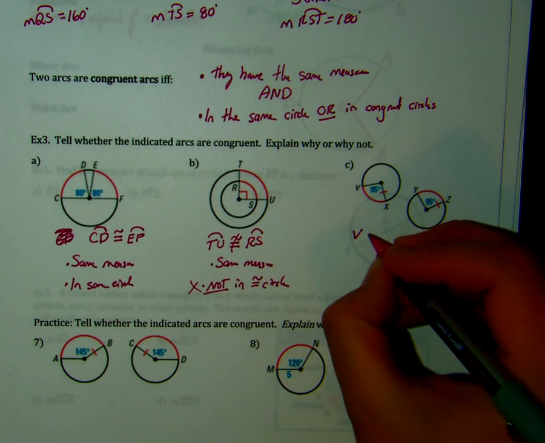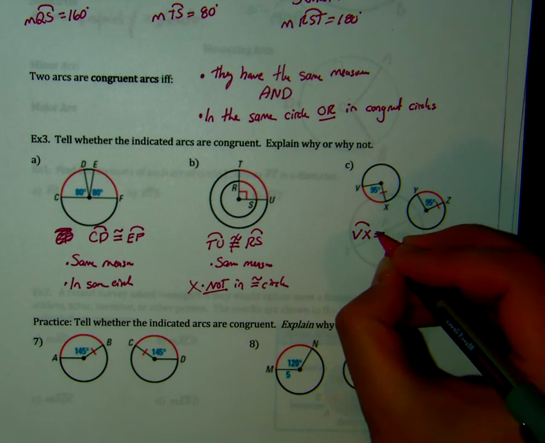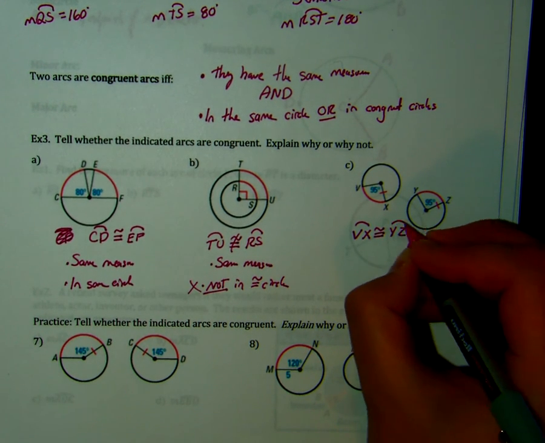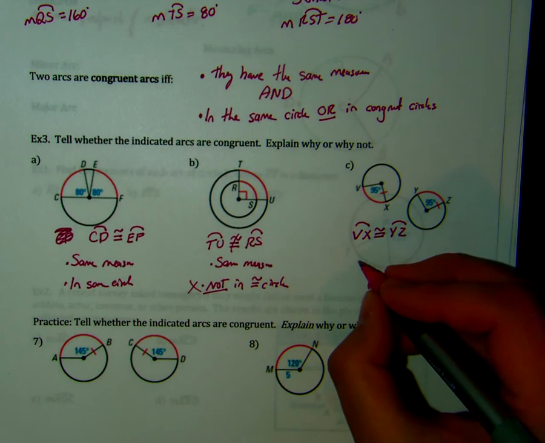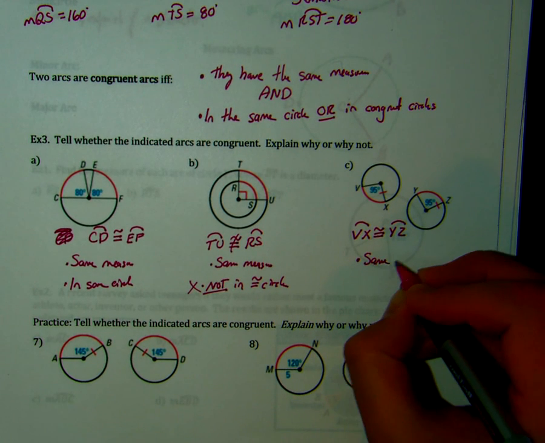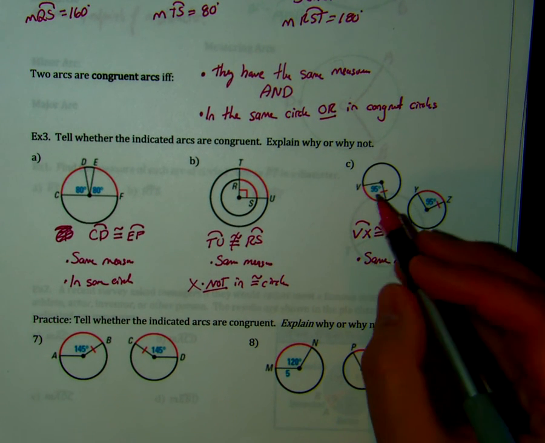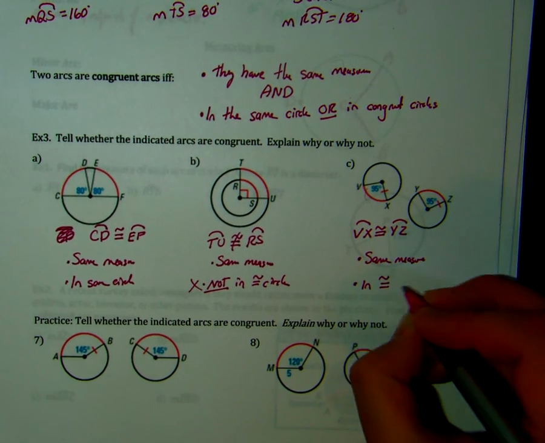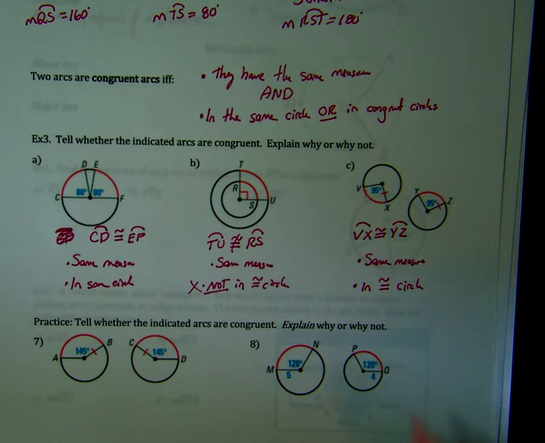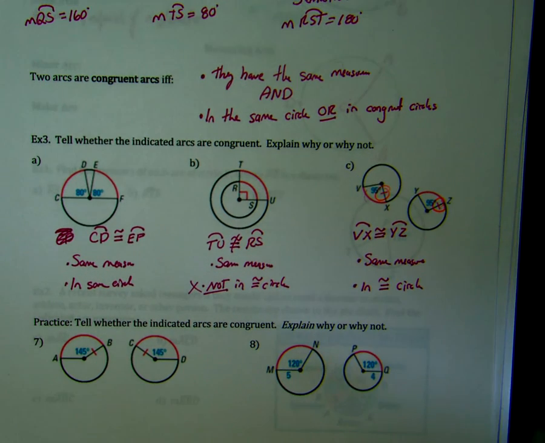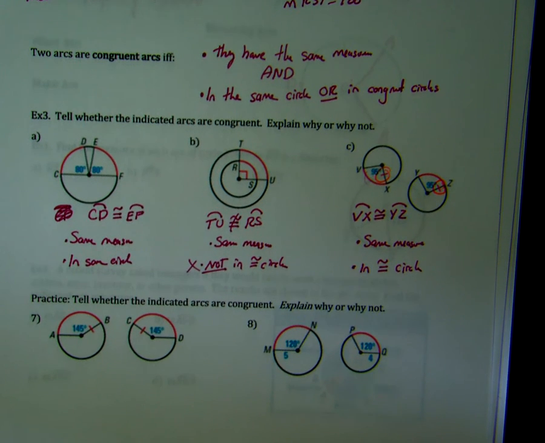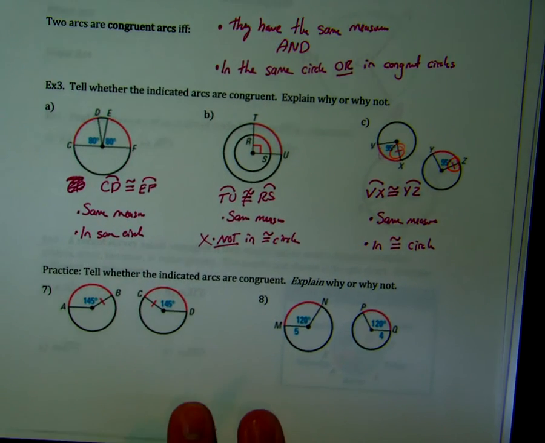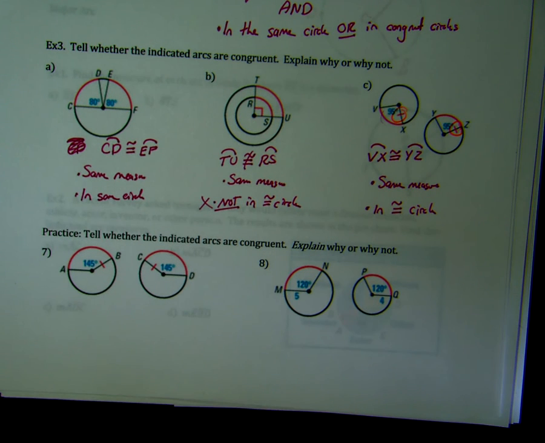C, we have arc VX, and we have arc YZ. These are congruent because they have the same measure. Okay, they're both 95 degree arcs. They have central angles of 95 degrees. And they are in congruent circles. I know they're congruent because of this tick mark. So the circles have equal radii. And the radius is the only measurement in a circle. That's how you define a circle, just by its radius. All right. So quick pause. Try these last two, and then we'll be all set.